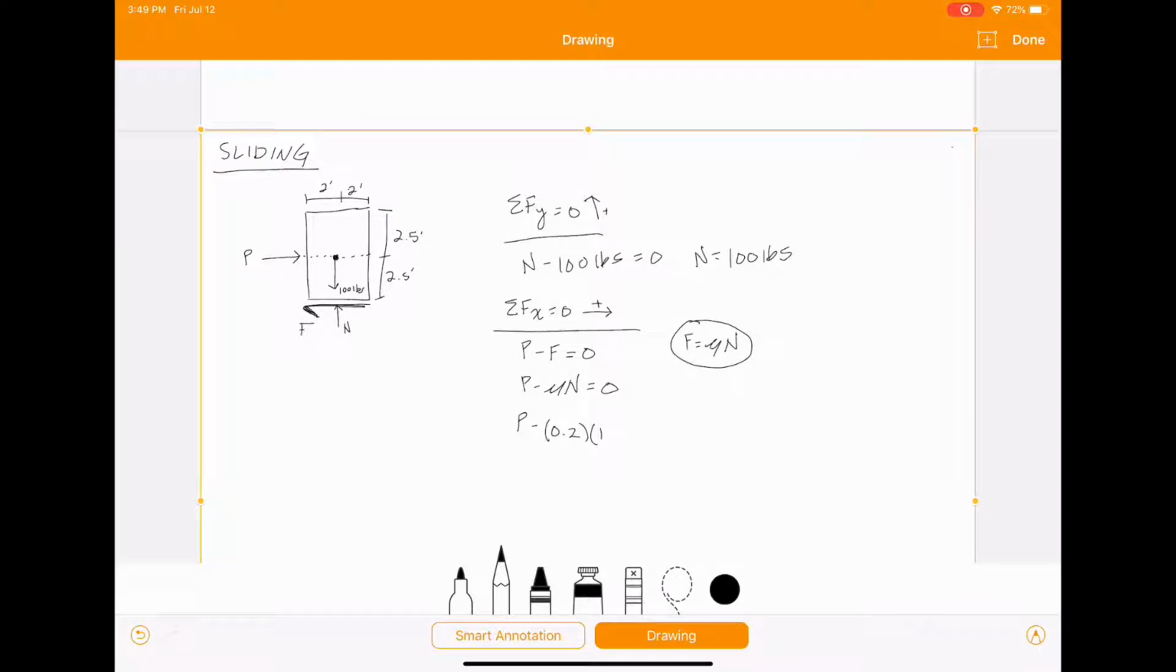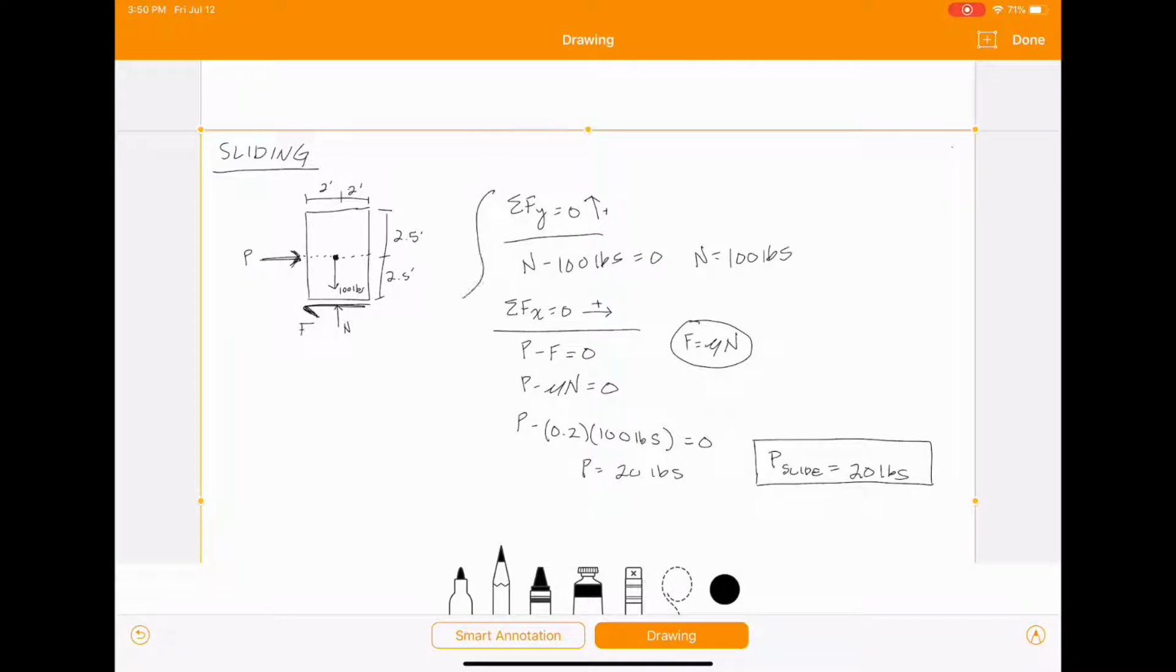0.2 times 100 pounds equals 0. And we can solve for P. So P equals 20 pounds. So now we have our P slide, which is going to be 20 pounds. So what this means is that you will need to push on this box with 20 pounds of force in order to get it to slide.